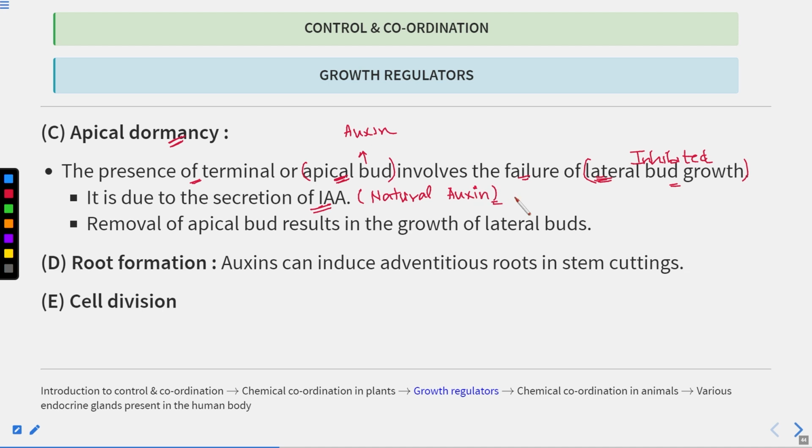This is clear. Now, if we want to promote the lateral growth, then what happens? We have to remove the apical buds. Removal of the apical buds results in the growth of the lateral buds. If the apical bud is removed, there will be no production of auxins, because auxins are produced in the apical buds, or you can say the shoot apical meristem.